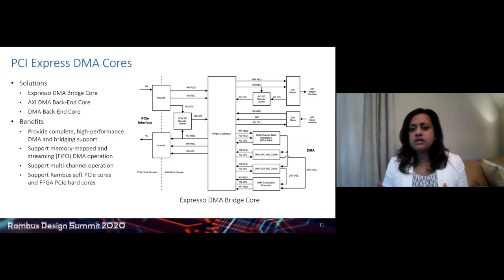And the drivers also come with a command line interface for testing purposes. The DMA cores are meant to be used with the Rambus PCI Express soft cores. In addition, you can also use the DMA cores with an FPGA-based hardened PCI Express IP as well.